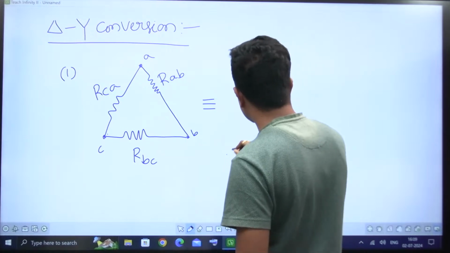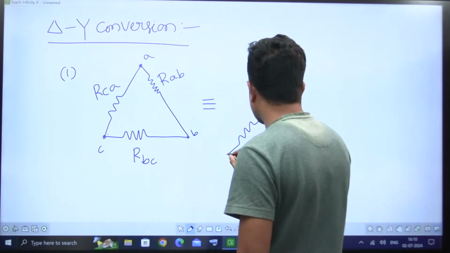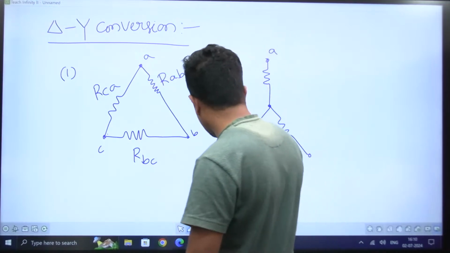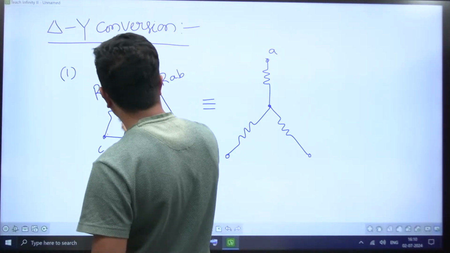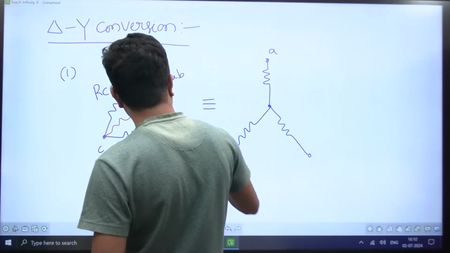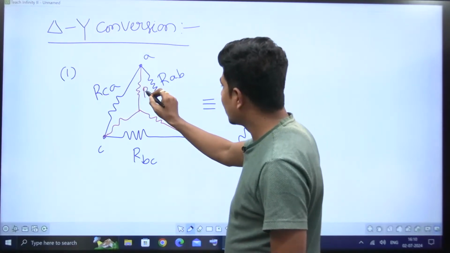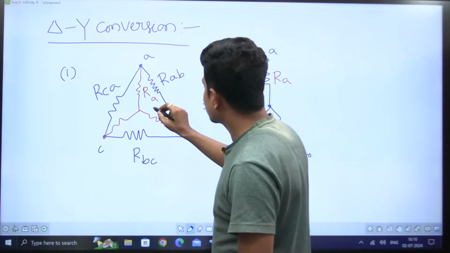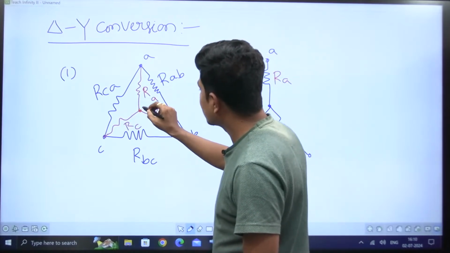This is a star connection. Here also shape is not important. This is point A. If you convert, here itself you get one element, here one element, and here another element. So delta to star, I call this one RA, this one RB, this one RC, and this is the neutral point.